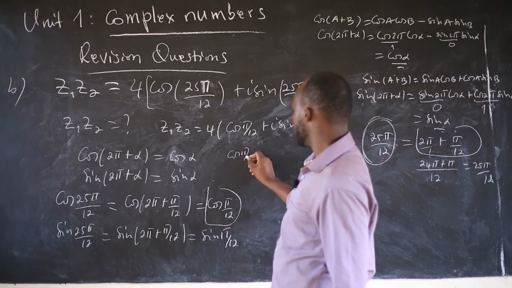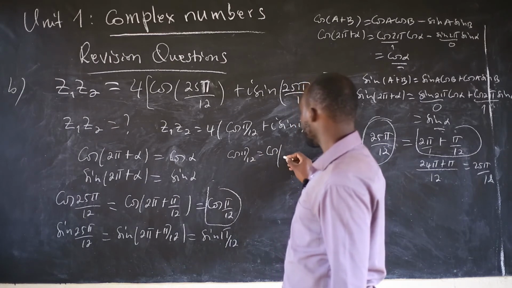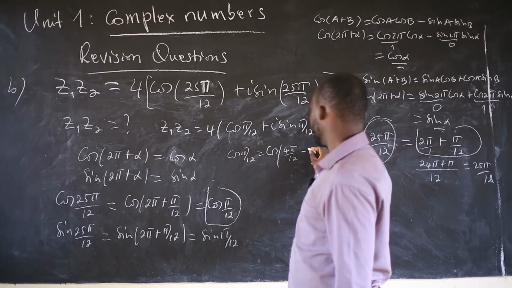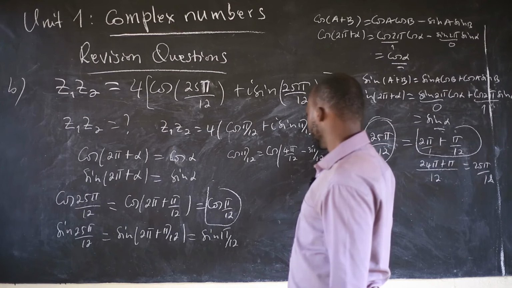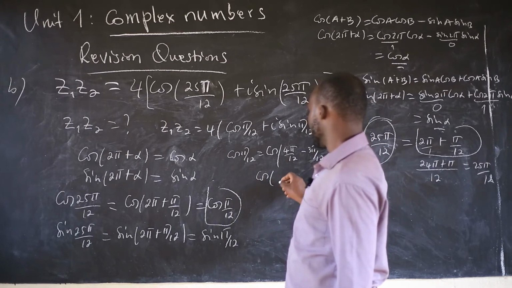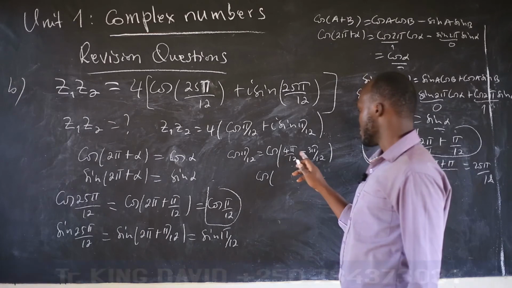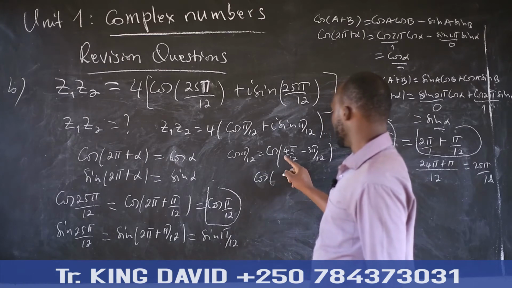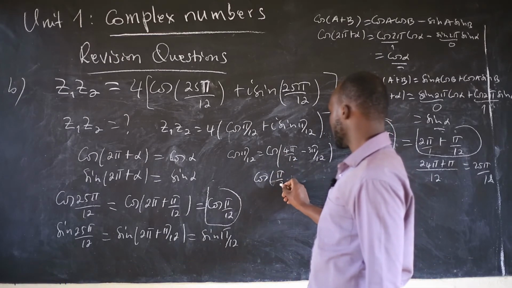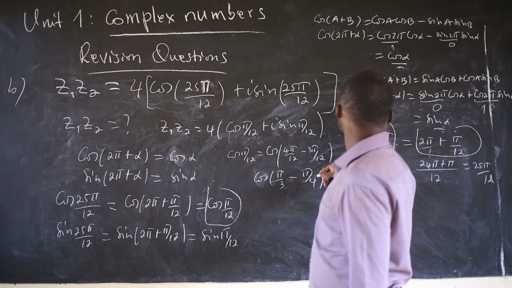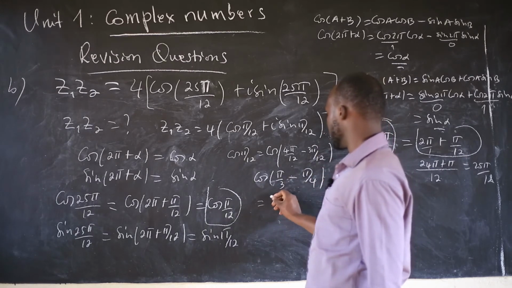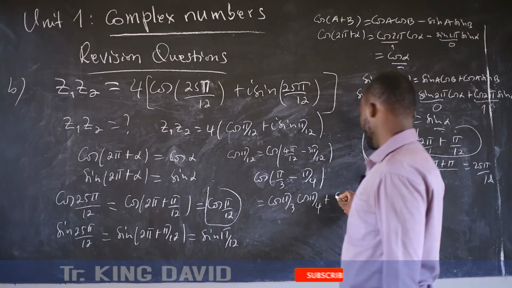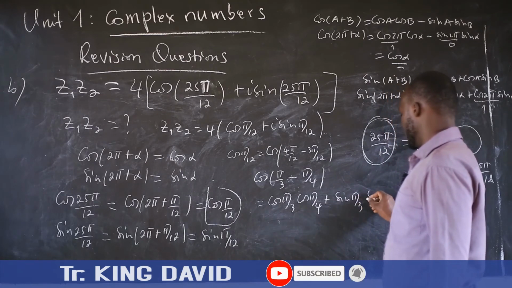So what is cos pi over 12? Cos pi over 12 is the same as cos of 4 pi over 12 minus 3 pi over 12. Do you agree with me here? Because 4 pi minus 3 pi is pi. So now here it is cos of pi over 3 minus pi over 4. We use the formula when it is minus: cos pi over 3 cos pi over 4 plus sin pi over 3 sin pi over 4.